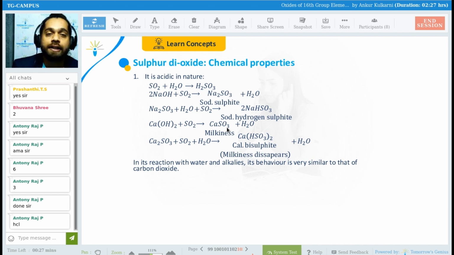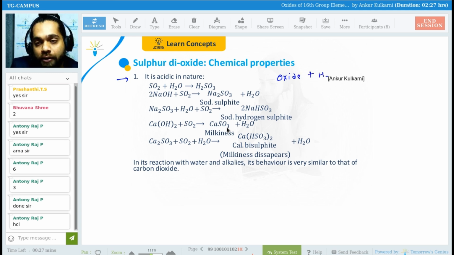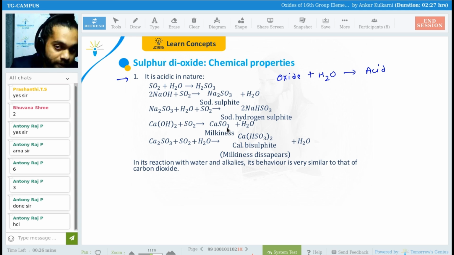Sulfur dioxide is acidic in nature. Now look over here. Any oxide, remember, how do we decide if it is acidic or basic? I'll put that non-metal oxide into water and check what I get. If I get an acid, it is an acidic oxide. If I get a base, it is a basic oxide. Simple. And if it is amphoteric, then it will react with both acid as well as base.